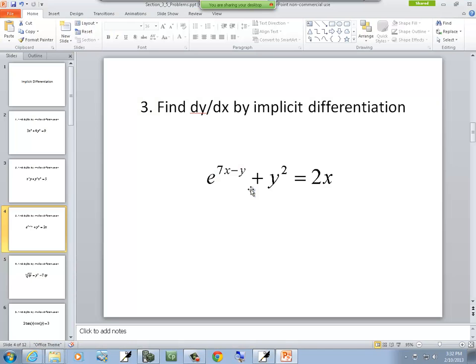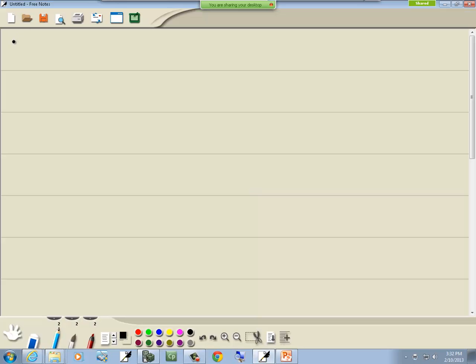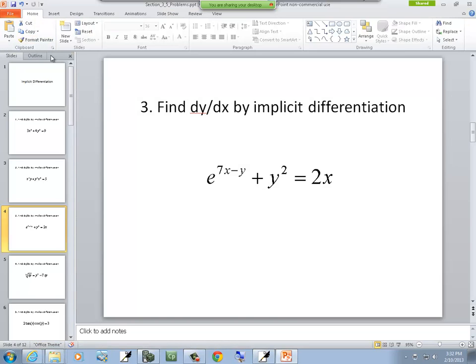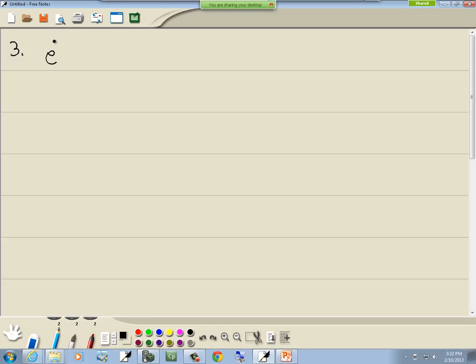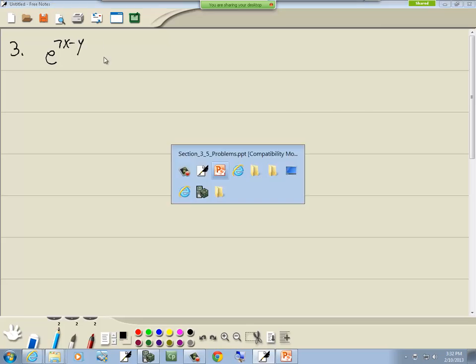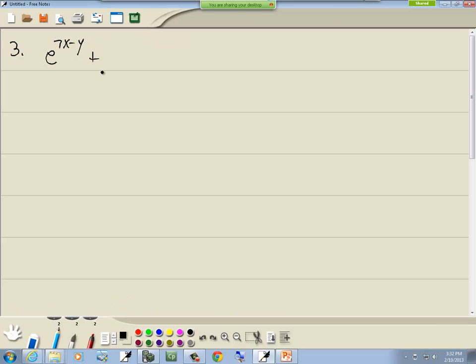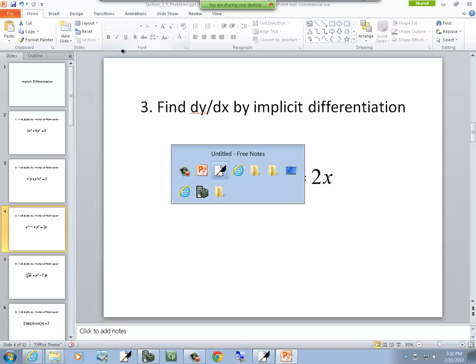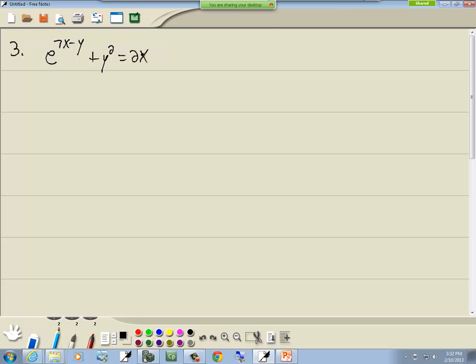Okay, let's look at this one. So we've got e to the 7x minus y plus y squared equals 2x. As you can see, it'd be very difficult to solve for y, if not impossible. So implicit differentiation is really our only option on a lot of these. So we're going to take derivative of everything where it's sitting.